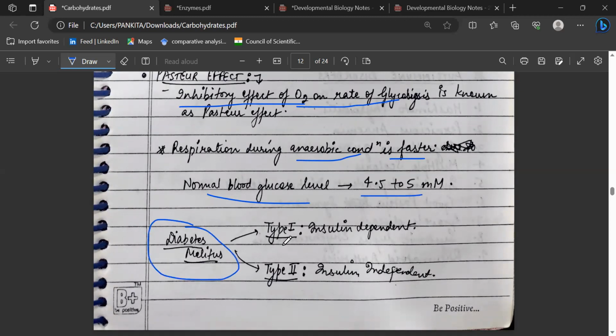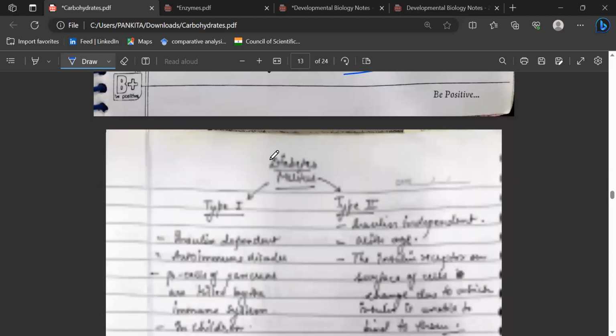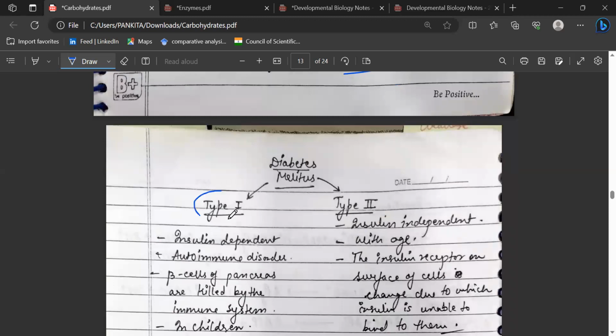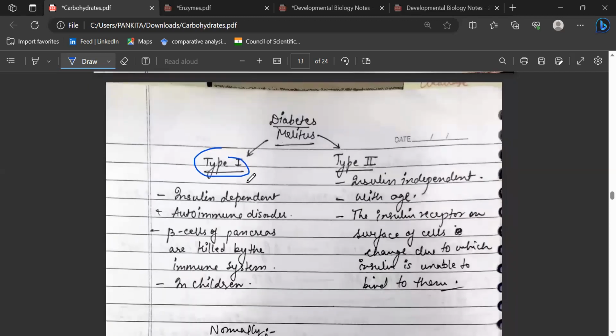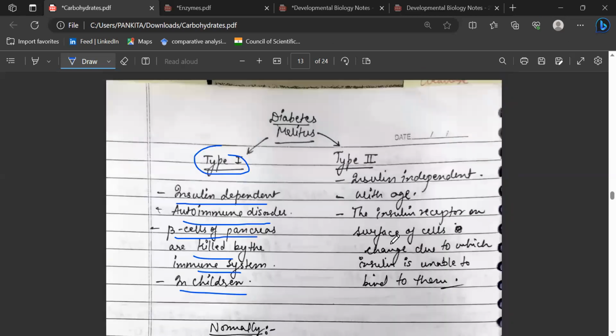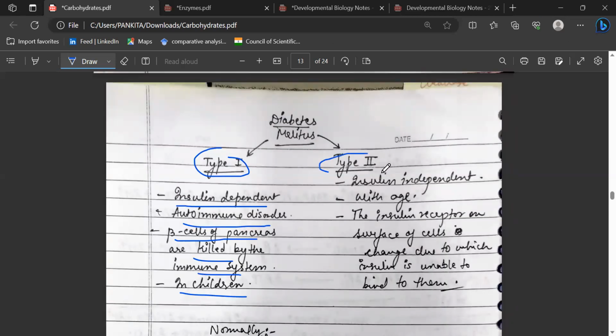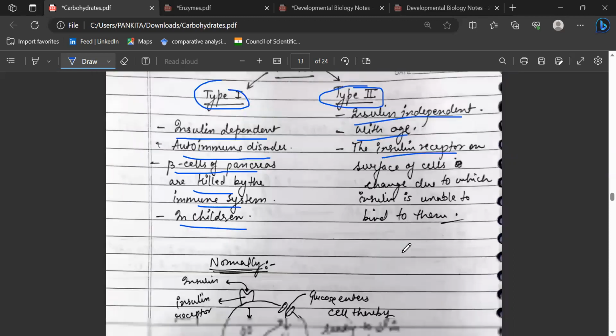There are two types of diabetes. Type 1 is insulin dependent and type 2 is insulin independent. Talking about type 1 diabetes mellitus, it is insulin dependent. It is an autoimmune disorder. The beta cells of the pancreas are killed by the immune system, and type 1 diabetes mellitus occurs in children. In case of type 2 diabetes mellitus, it is insulin independent. It happens with age. The insulin receptors change, due to which insulin is unable to bind to them.